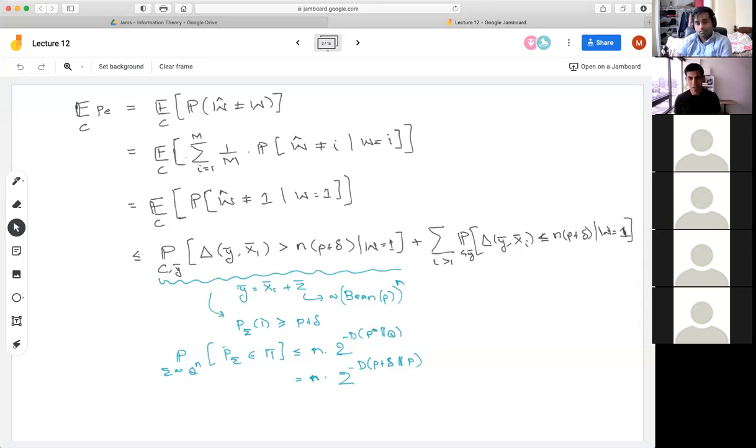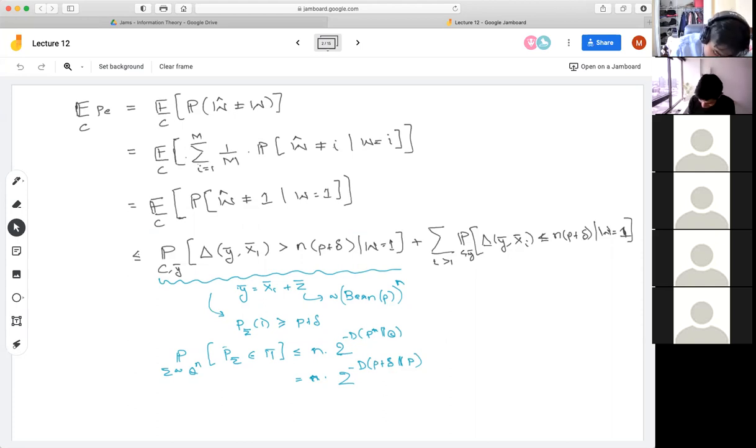The notation I'm using is just the divergence of p plus delta and p, where p plus delta is the Bernoulli distribution with probabilities p plus delta, 1 minus p minus delta, and p is p, 1 minus p. And this is the same we used in the homework and also in the lectures sometimes. Any questions about this bound?